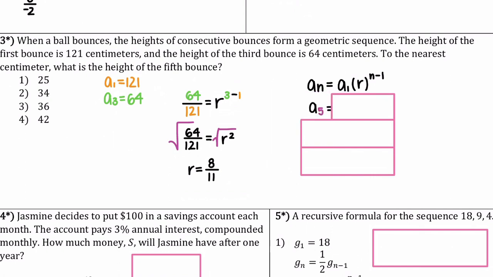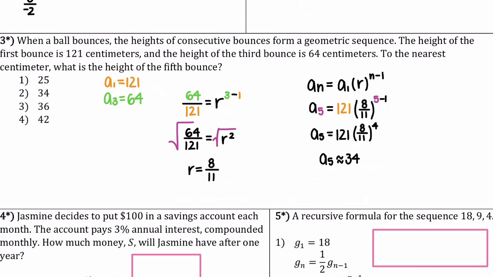So to find a sub 5, we're starting off at a sub 1, which is 121, and we repeatedly multiply by 8 over 11, in this case 5 minus 1 times. Because again, to get from a sub 1 to a sub 5, we're repeating this rule of multiplication of 8 over 11 4 times. So that thus gives us, in this case, about 34, and that's our answer choice 2.